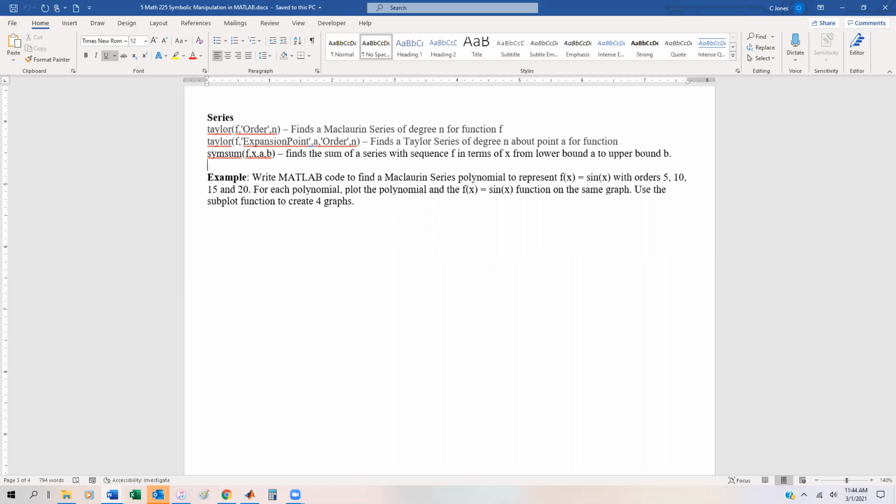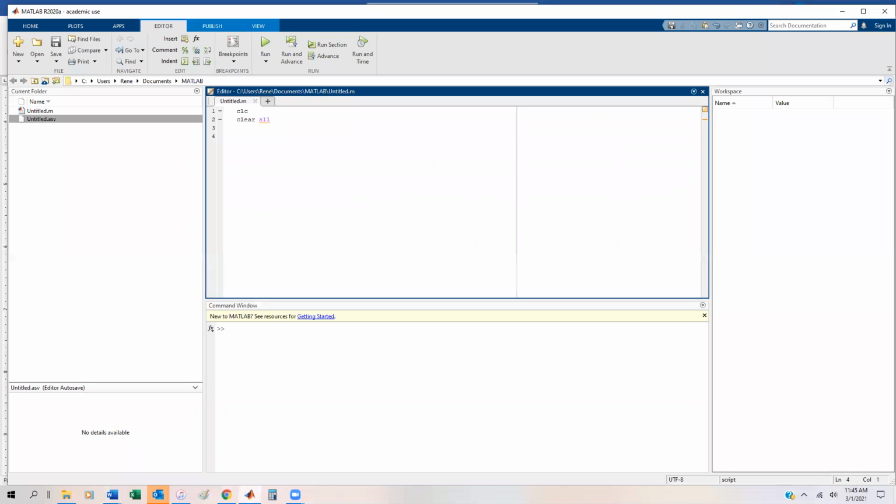So in our example, we're going to write some MATLAB code to find polynomial series to represent f of x equals sine x, and the orders are going to be 5, 10, 15, and 20 for the polynomials. We're going to plot the polynomial and the original function on the same graph, and we're going to use the subplot function. All right, so we're going to use syms, and I'm going to say x, and then I'm going to name my polynomials p5, p10, p15, and p20 for the different orders.